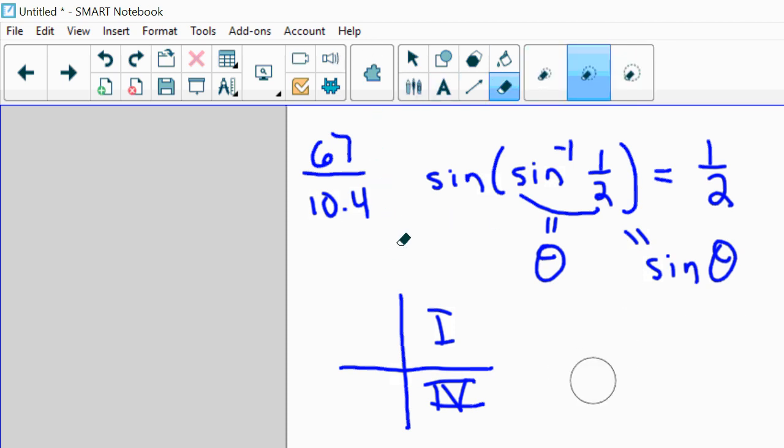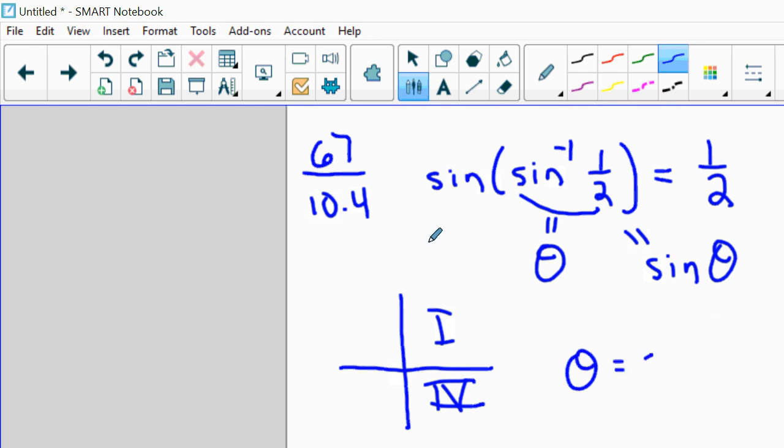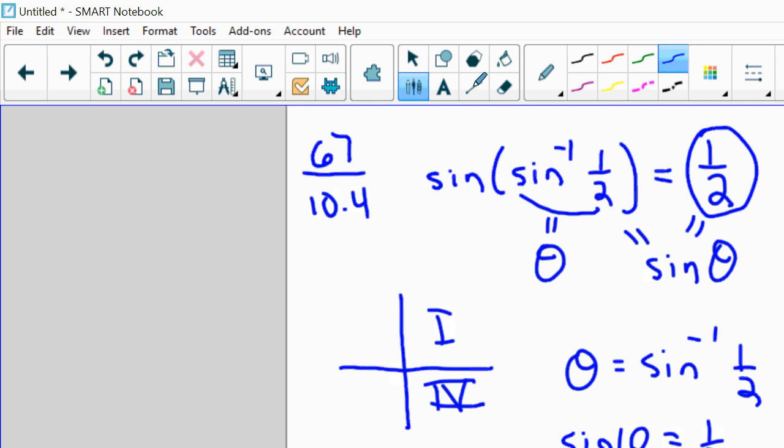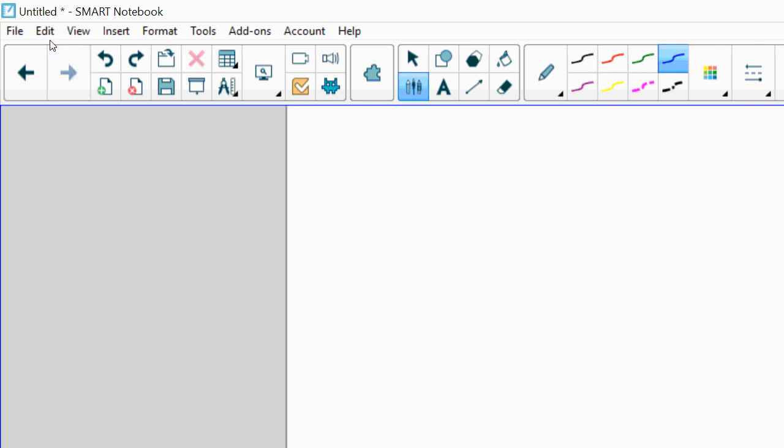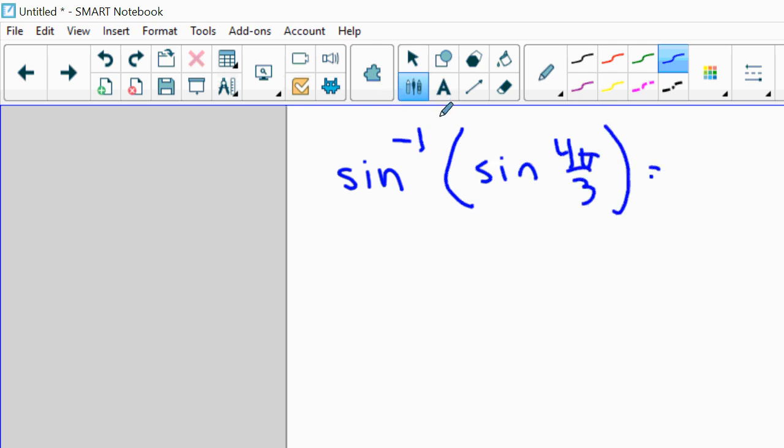You let theta equal inverse sine 1/2. So sine theta equals 1/2, and sure enough, it equals 1/2. Bottom line, it better equal 1/2. Now, fear this problem. Everybody and their mother wants to write 4 pi over 3. And that's why I'm working these extra problems.